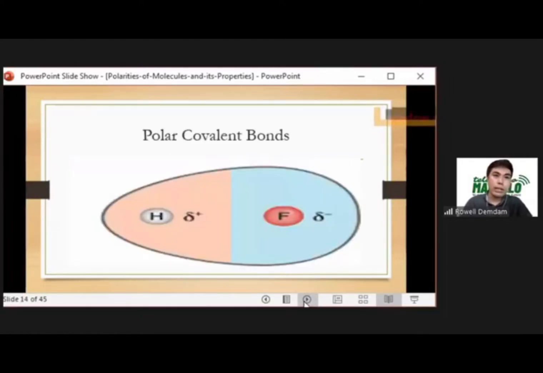Polar covalent bonds refer to the bond in which the bonded atoms have an unequal sharing of electrons, represented by gamma positive and gamma negative, which creates a partial separation of charge and a dipole moment. The dipole moment is represented by an arrow toward the more electronegative element. And covalent bonds are polar if there is a difference in electronegativity between the bonded atoms.